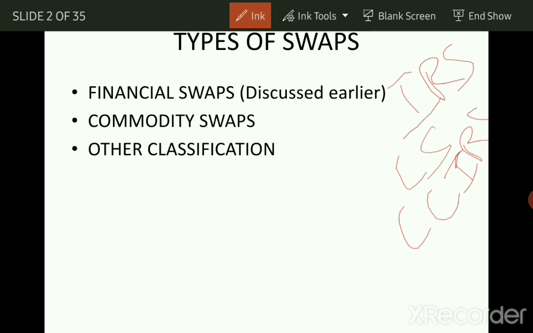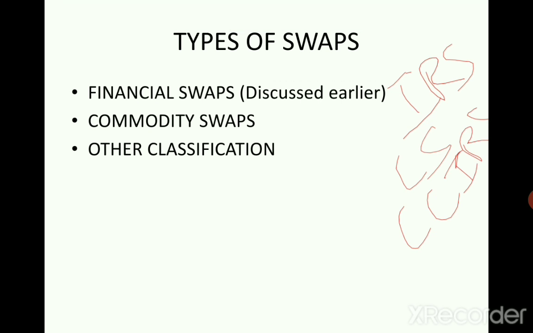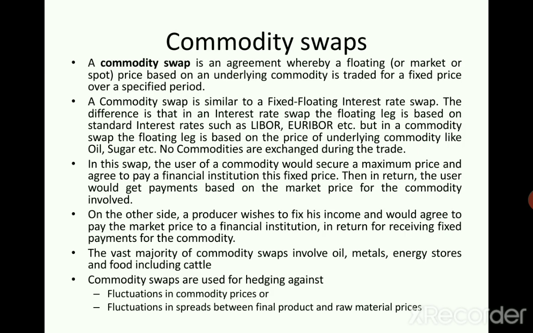Okay, now we come to the second one, commodity swaps, and then we will see some classification also. Now here commodity swap, it actually means an agreement where a floating or a market price based on an underlying commodity is traded for a fixed price over a specified period.